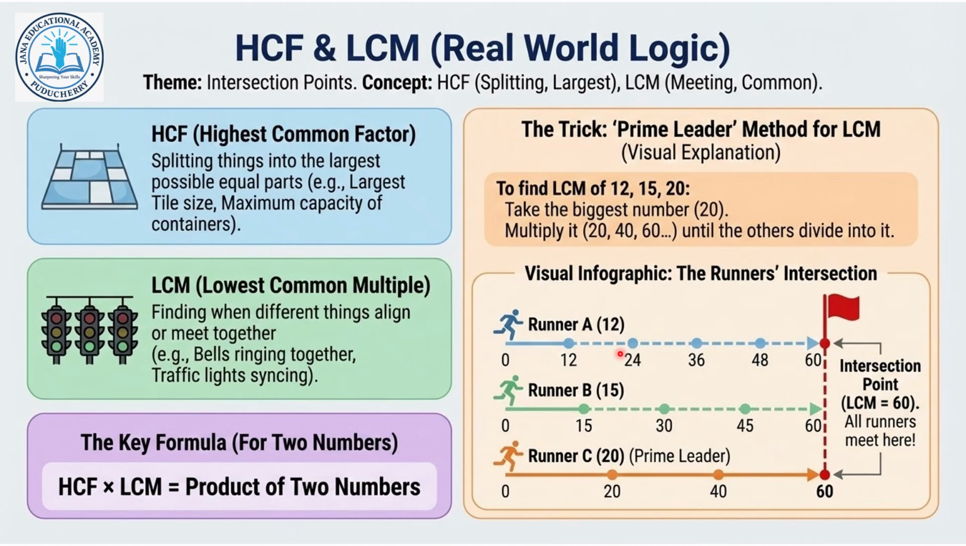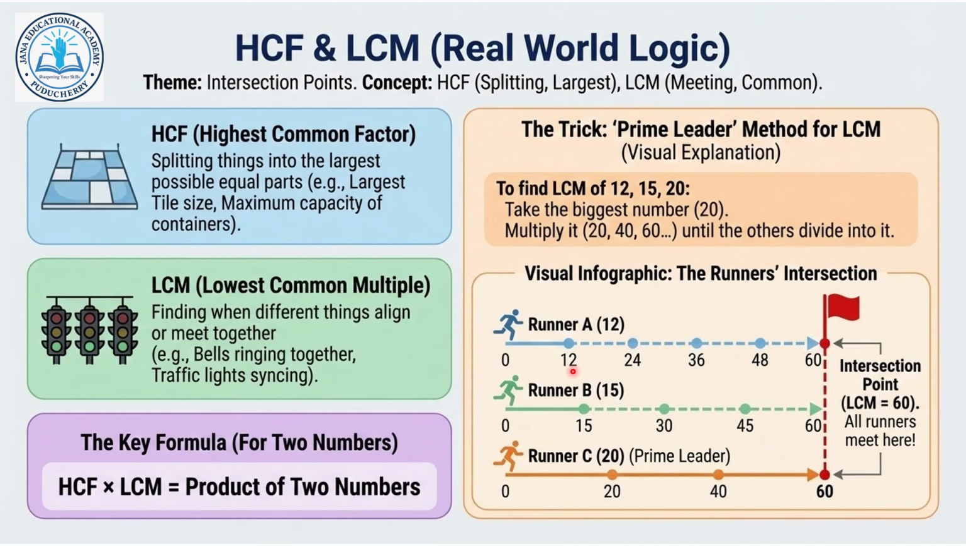For example, runner A is at 12 meters, B is at 15, and C is at 20 meters, right? At what time are they all joined together, or all meet together? Here runner A is running at 12 kilometers per hour, here 15 kilometers per hour and 20 kilometers per hour, like that. So all are meeting at 60, that is the ending point. The ending point is 60.